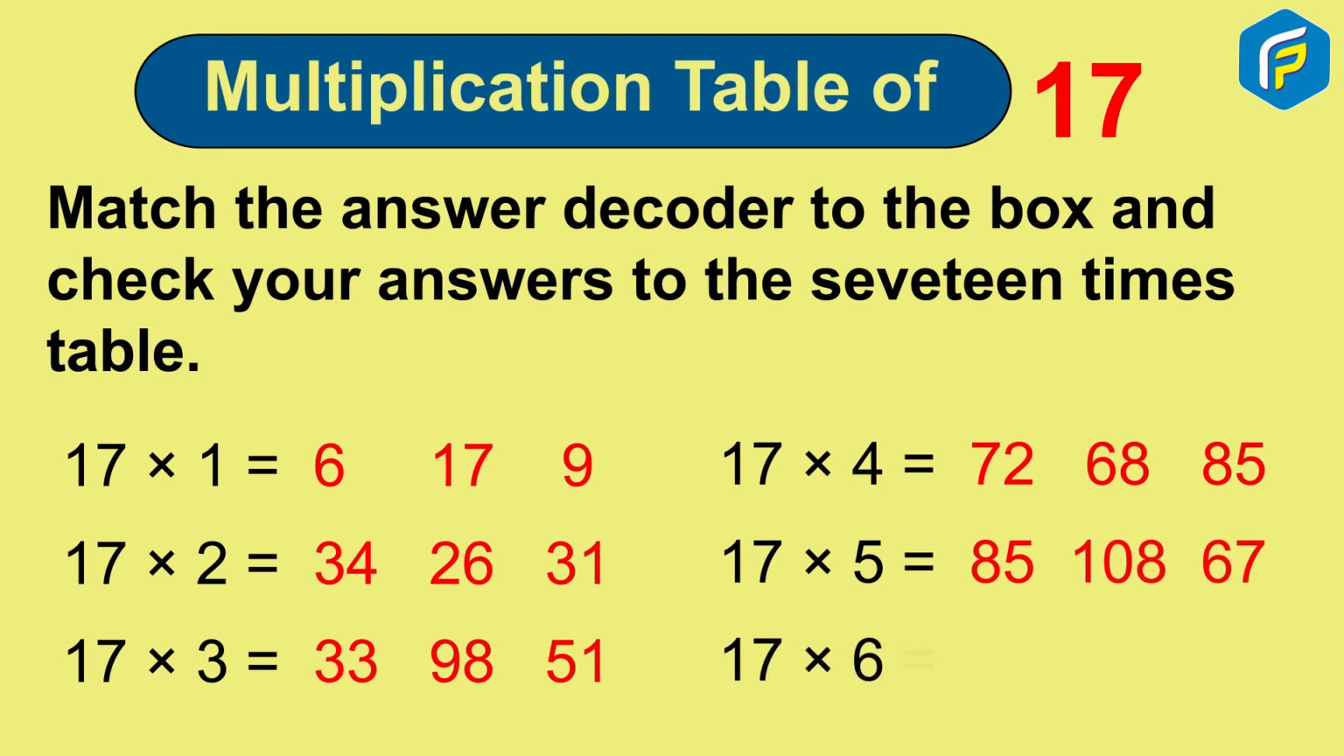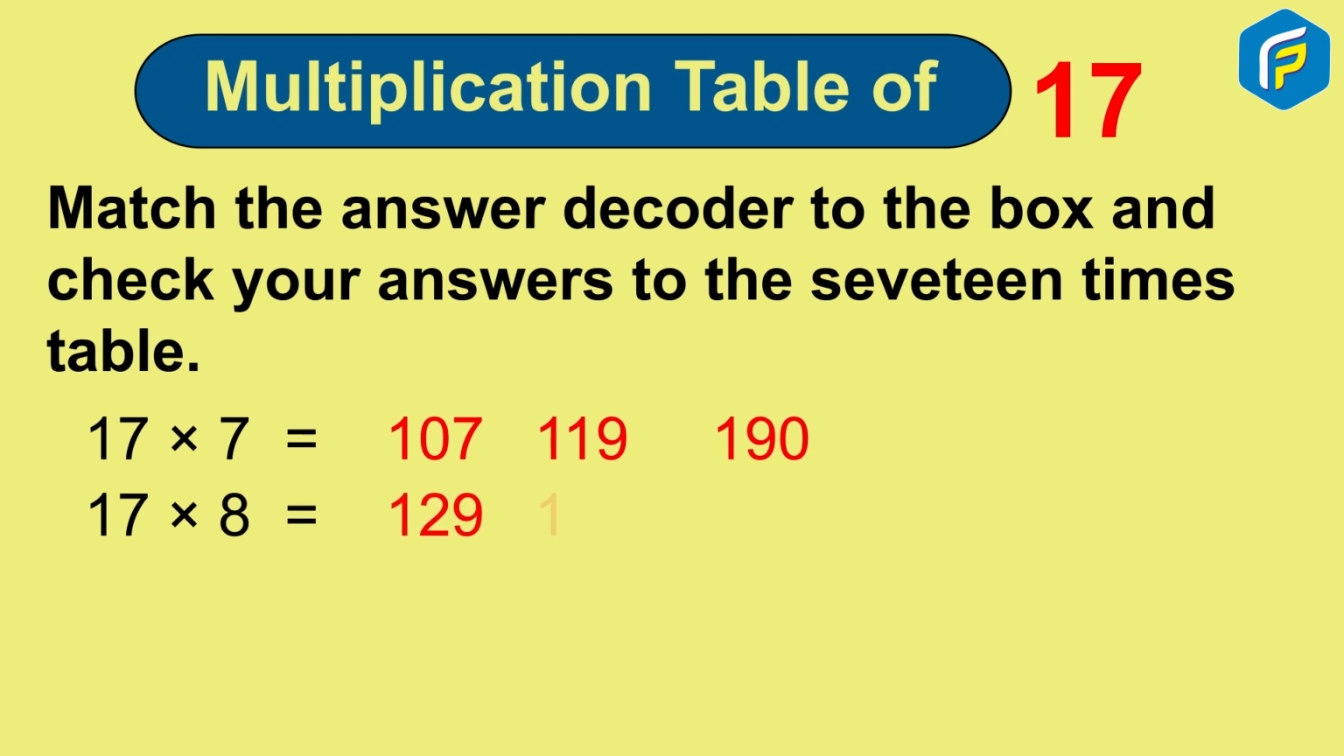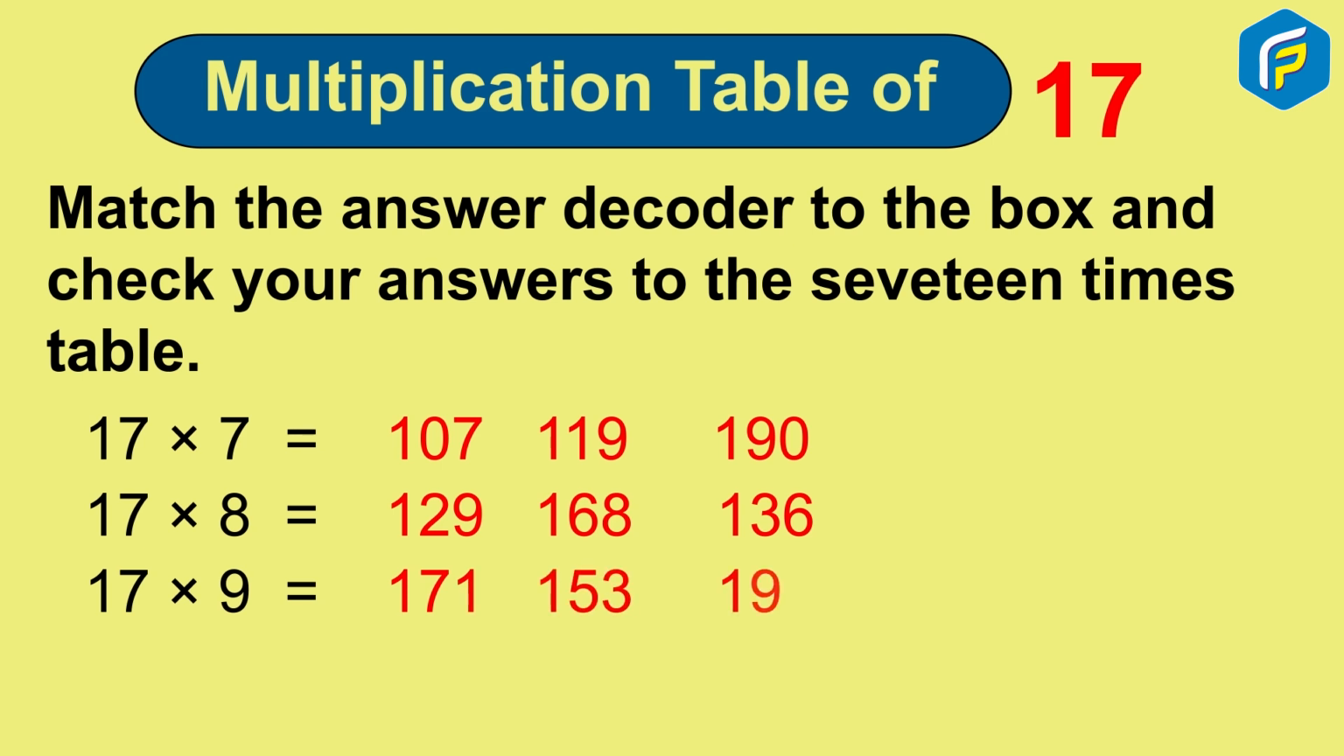17 into 5 is equals to 85. 17 into 6 is equals to 102. 17 into 7 is equals to 119. 17 into 8 is equals to 136. 17 into 9 is equals to 153. 17 into 10 is equals to 170.